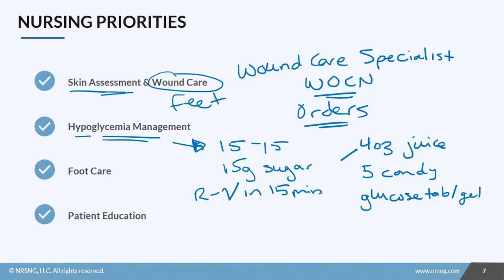Now remember, hypoglycemia can also cause decreased LOC. So if they're not alert enough, then what we're actually going to give them is something like a half an amp of D50 IV. We don't want to put anything in their mouth if they're not alert enough to swallow.